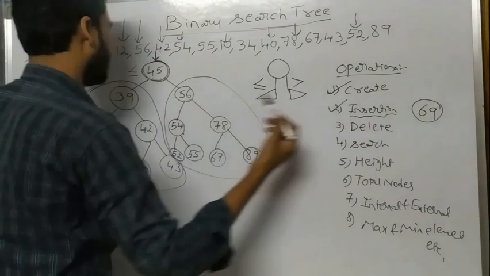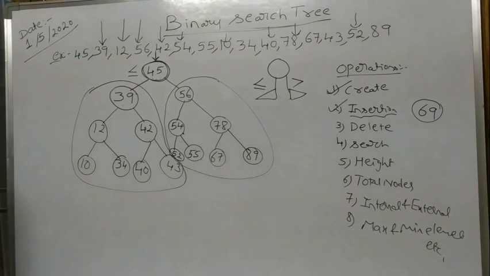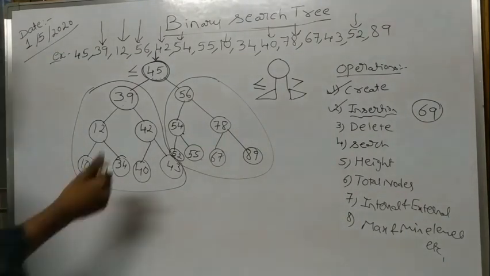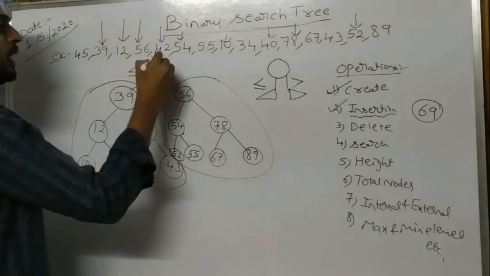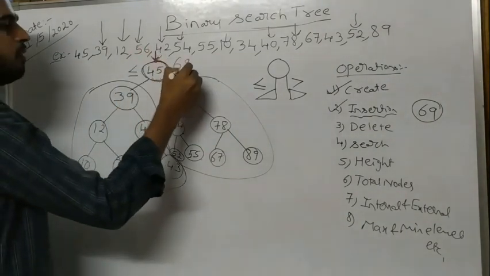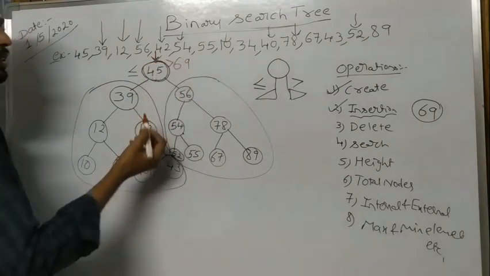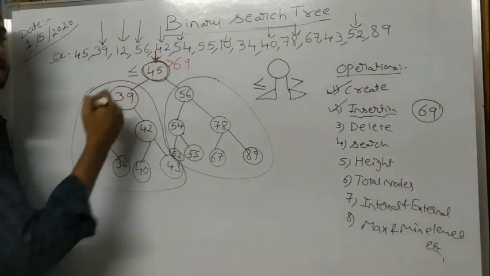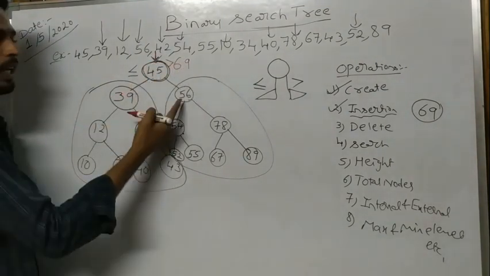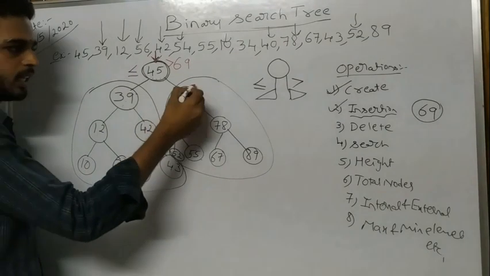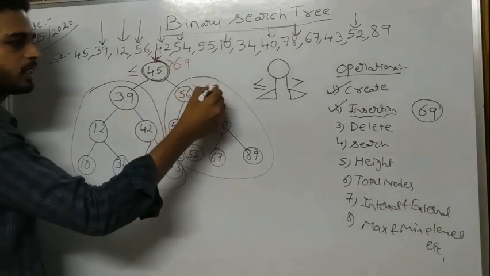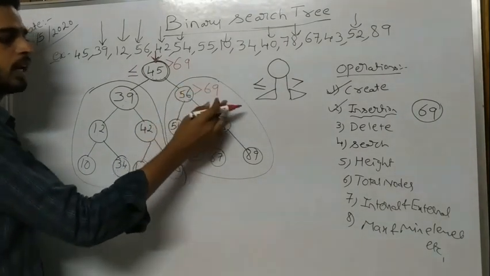Is my 69 greater than 45? Yes. Then I need to compulsorily insert on the right side. Next I will come to the next node. Is my 69 greater than 56? Yes. Then I will go for the right side.